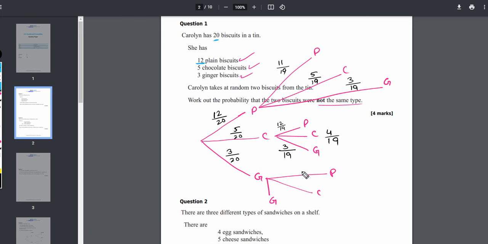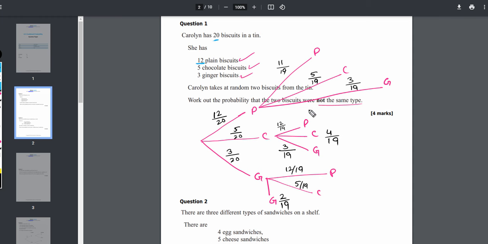Now for this one, the plain will be 12 over 19. The chocolate will be 5 over 19, but the ginger will be 1 less, that will be 2 over 19. So this is the tree diagram, and now we want to find the probability that the types were not the same. So what we do is find the probability for the same type, and then subtract that probability from 1. So we'll get the biscuits of different type.